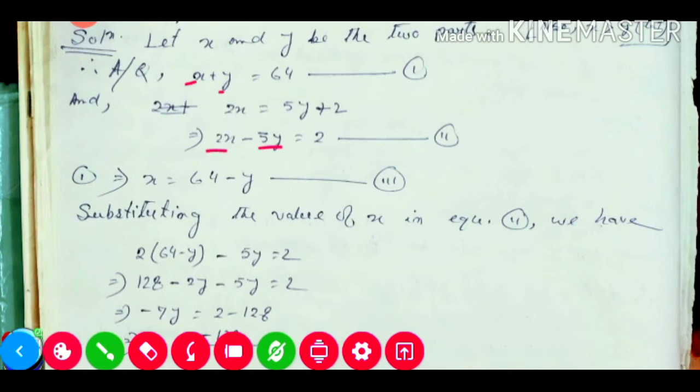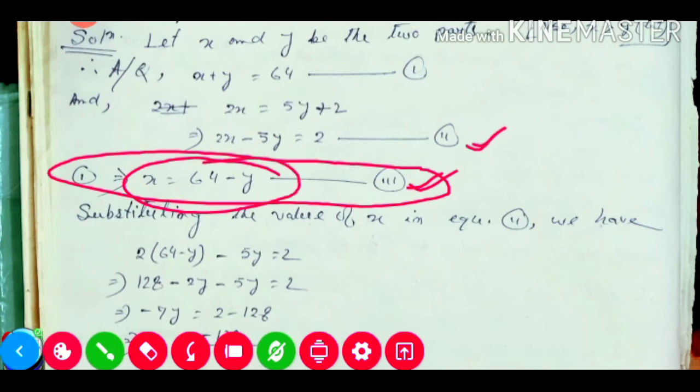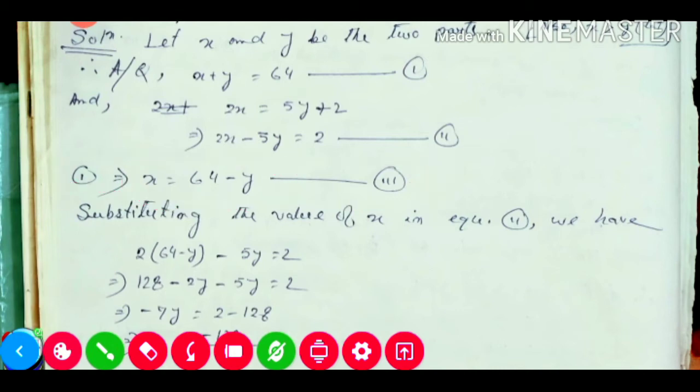Now if you compare, x here is not the same, and this one is also not the same. So another method will apply, the substitution method. From 2 or from 1 it will be easy for us. So from 1 we are taking the x value, so x is equal to 64 minus y. We call this equation number 3. This equation number 3 we got from equation number 1. So this x value we will put now in equation number 2. So it will be 2 into x, instead of this x we will put 64 minus y, minus 5y is equal to 2.